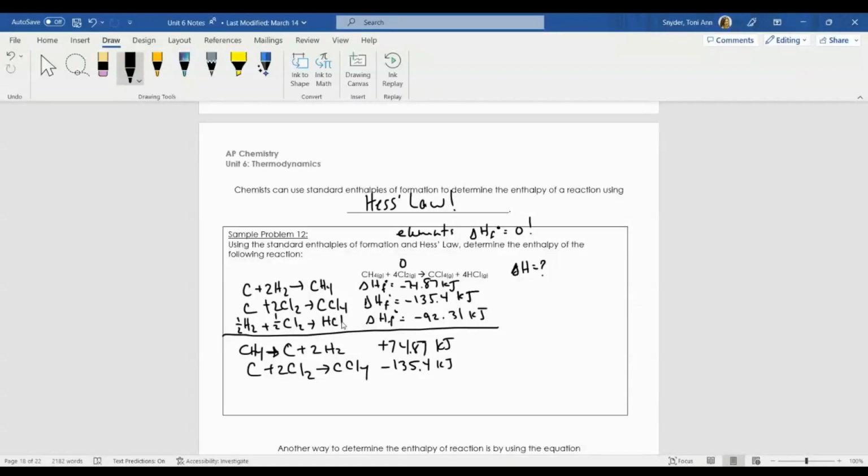Except I do need 4 hydrochloric acid molecules, so I'm going to multiply this guy by 4. So 4 times 1/2 is 2 H2s. 4 times 1/2 is 2 Cl2s. And 4 times 1, of course, is 4 HCl. Oh my God, I keep screwing up here. And this is why I like to teach Hess's law first, because you can use Hess's law for a lot of stuff in this case.